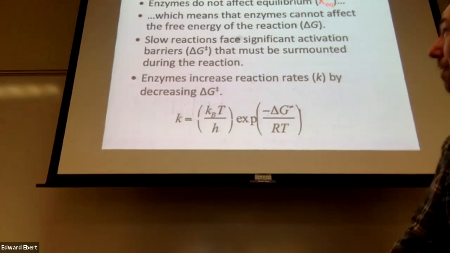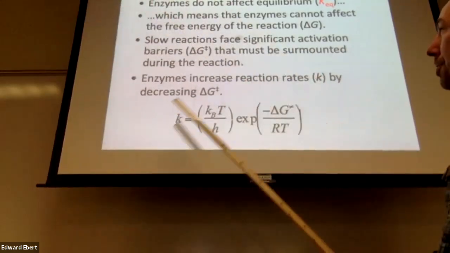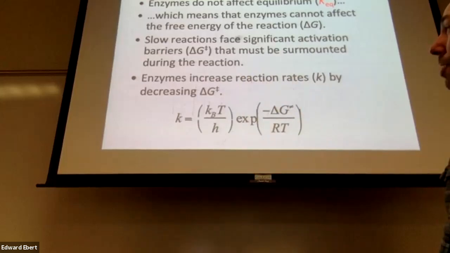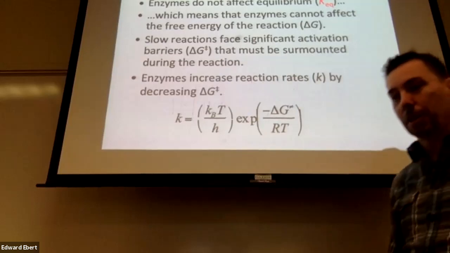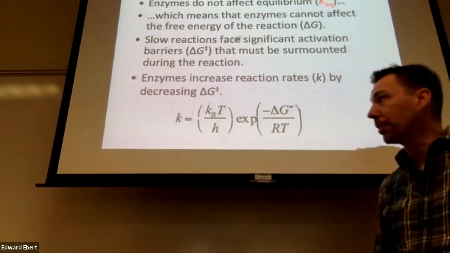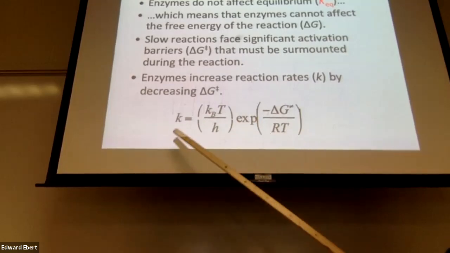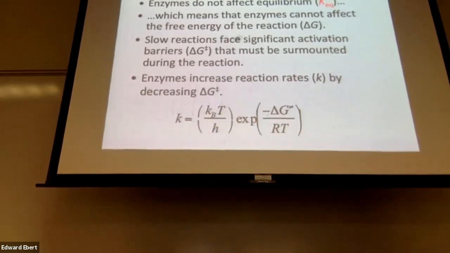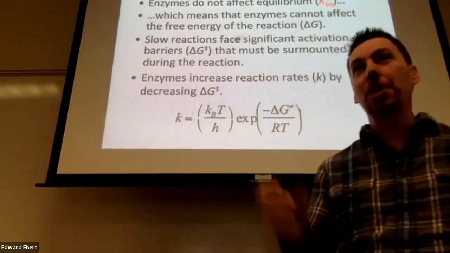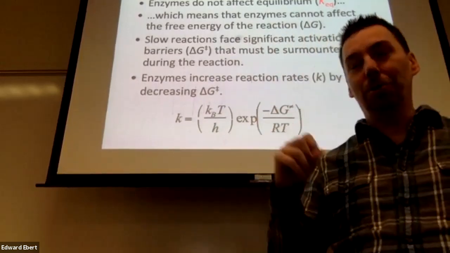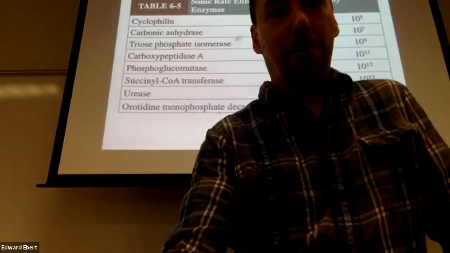So slow reactions have this huge activation barrier, all right? So our enzymes are going to increase the reaction rate by lowering that activation energy barrier, okay? So we could actually plug this in this way. You can see our Boltzmann's constant, our temperature, and all this stuff in here. So the way this works, we don't affect the equilibrium of the binding. We do affect the activation energy, our delta G double dagger, okay?